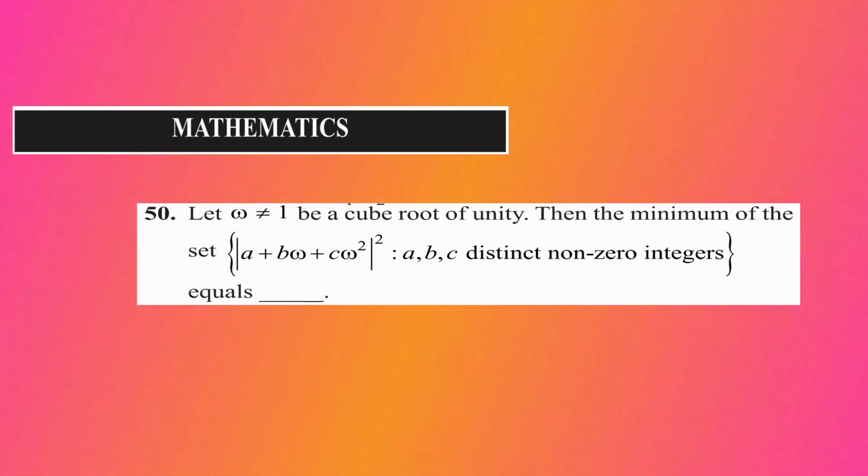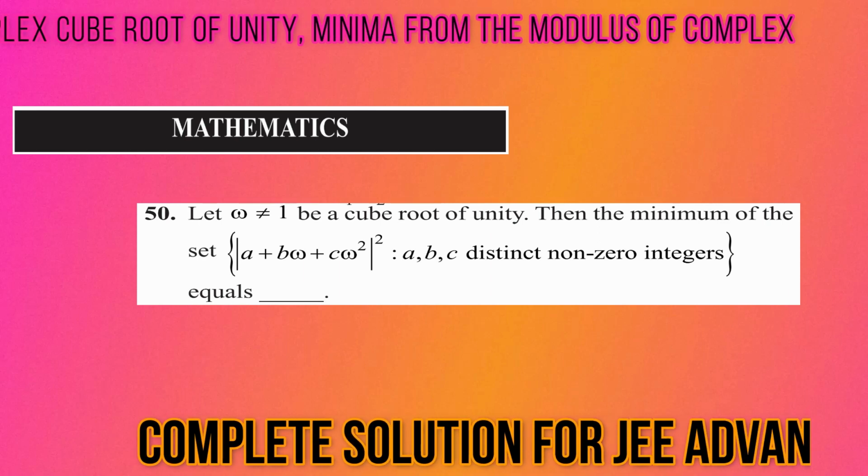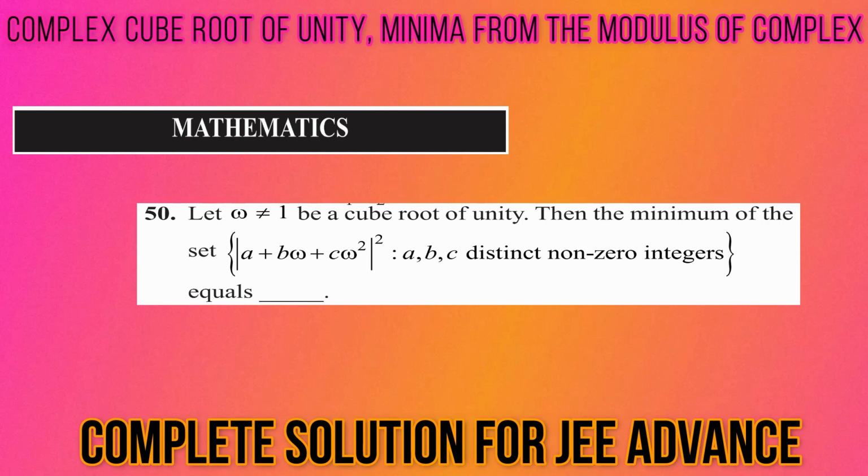Omega, we are already familiar with omega, which is a complex cube root of unity. So we are given omega not equal to 1, the complex cube root of unity. Then we want the minimum value of the set of modulus of a plus b omega plus c omega square, whole square, such that a, b, c are distinct non-zero integers, and omega is a complex cube root of unity. Then we have to figure out the value.